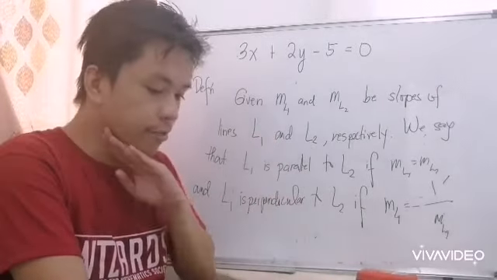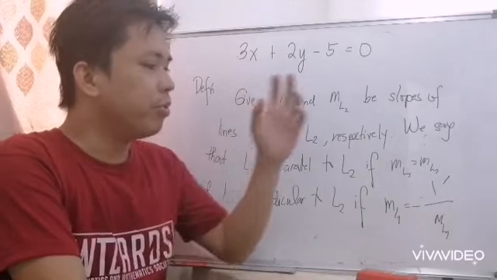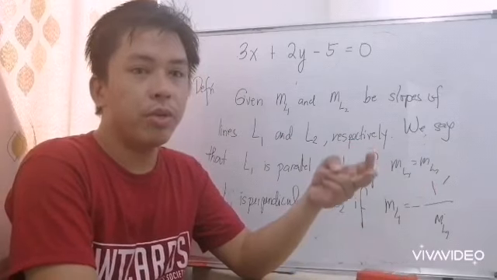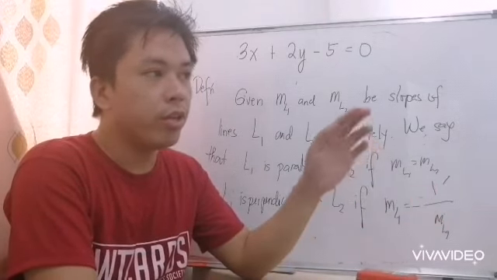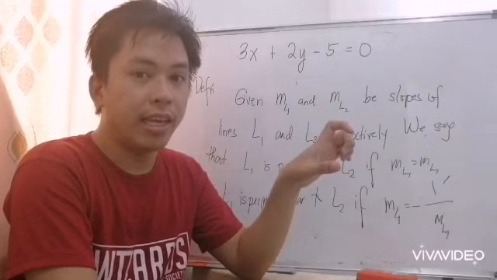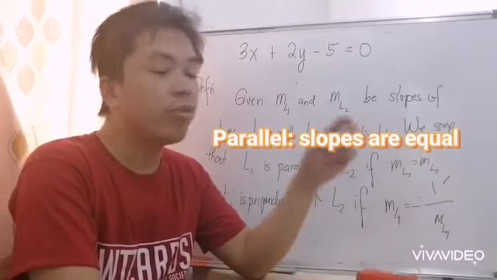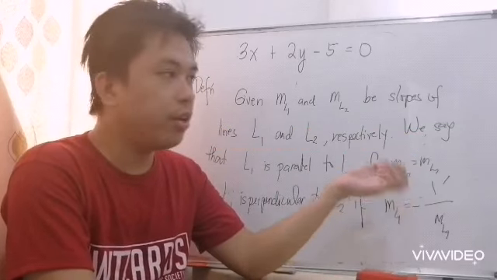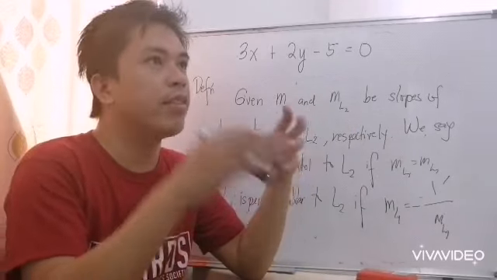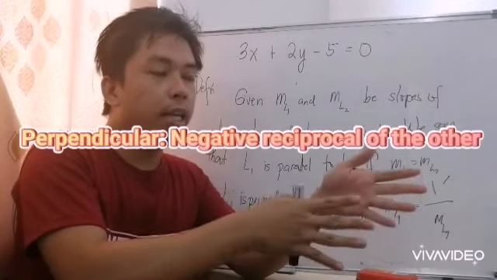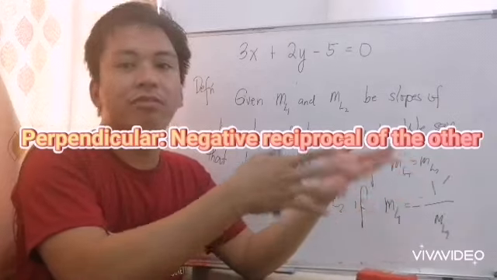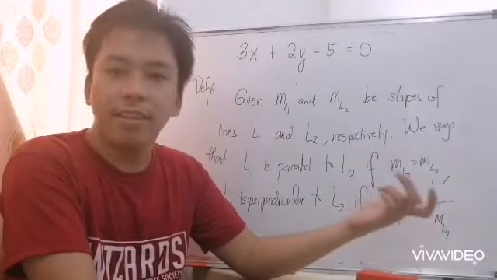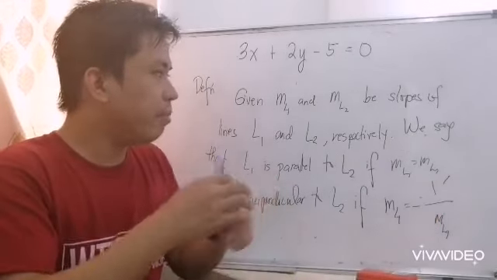Technically, if you are given two equations of two lines, you solve individually for the slope of each line. If you find that those two slopes are equal, then those two lines are parallel. Otherwise, if you get, let's say, 5 for one and negative 1 over 5 for the other, then these two lines are perpendicular. That's it.